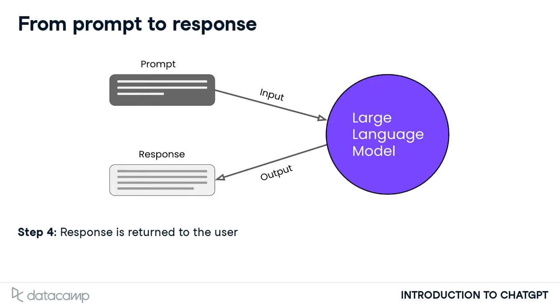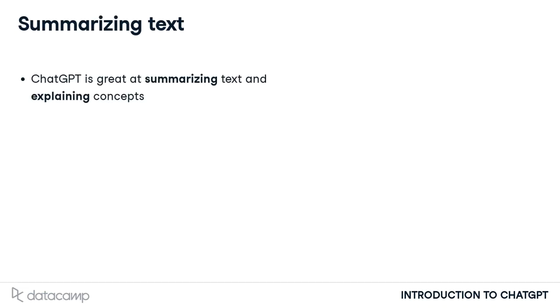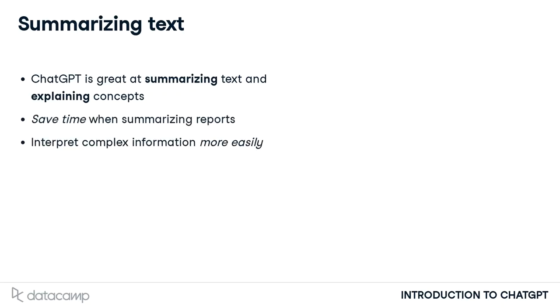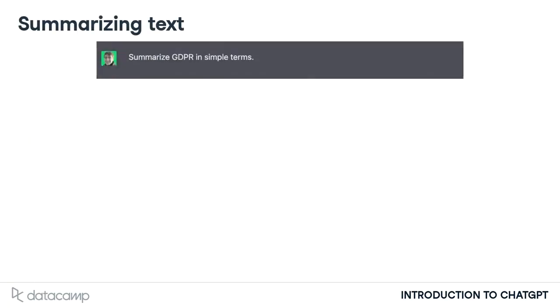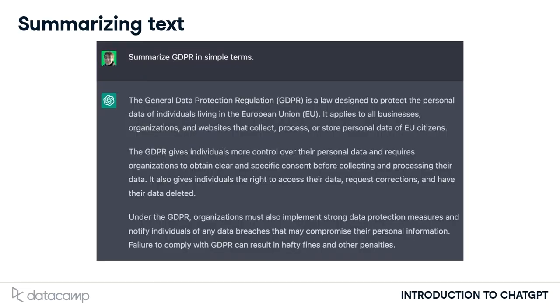Let's see ChatGPT in action with some examples. ChatGPT is great at summarizing text or concepts for a particular audience, which is useful when summarizing reports for different stakeholders or interpreting complex information. Let's write a prompt to instruct ChatGPT to summarize GDPR in simple terms. ChatGPT responds with a summary that contains very few technical details or jargon, while still capturing the key points. This is a good start.